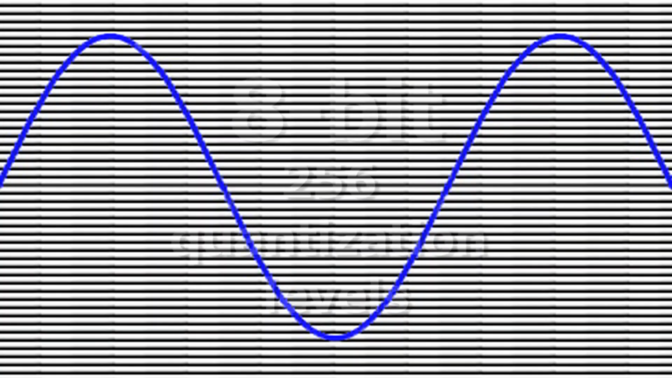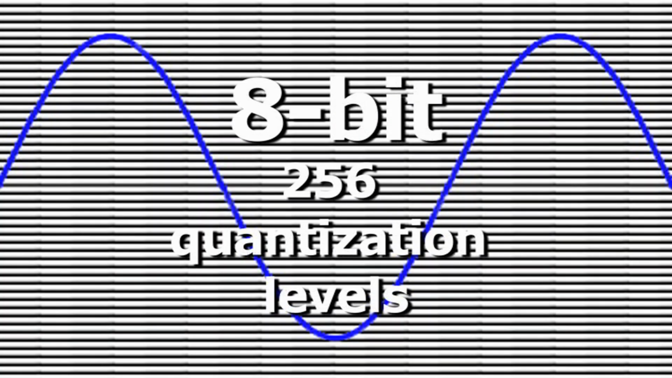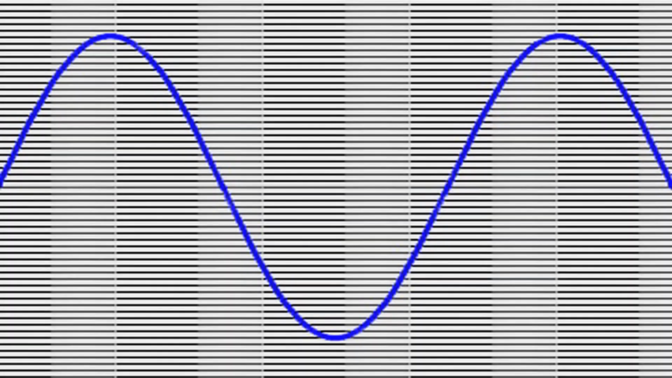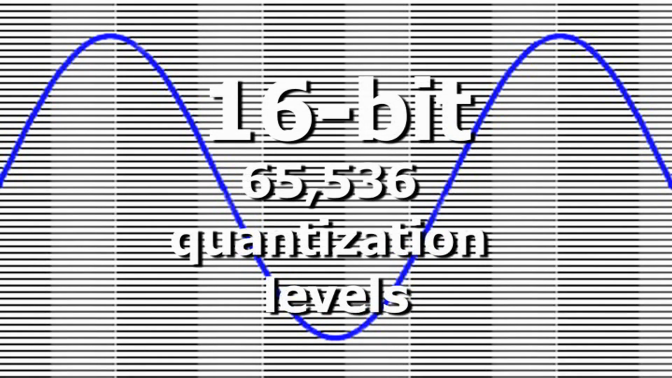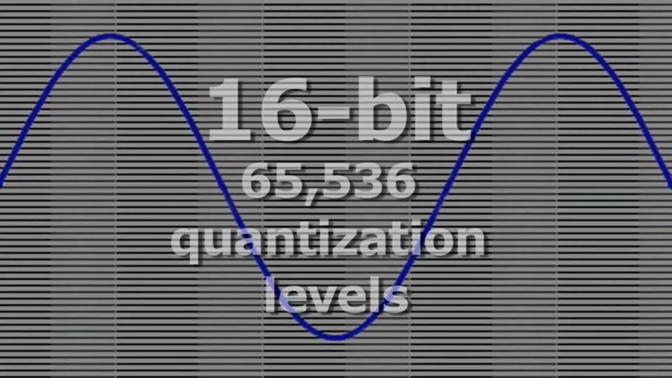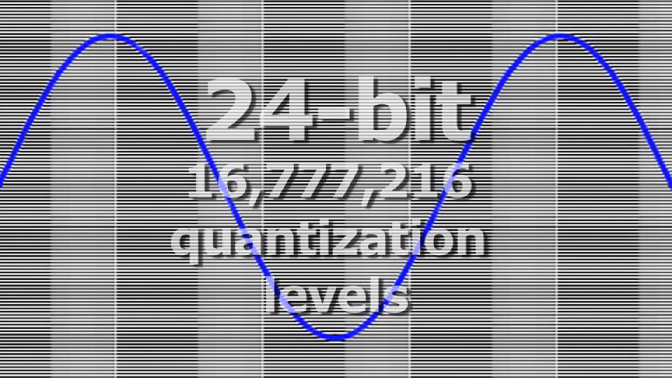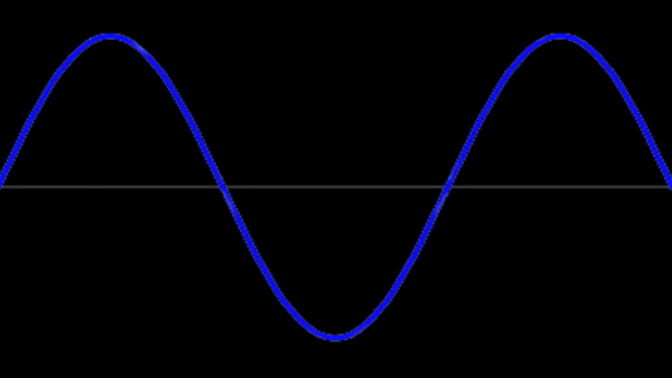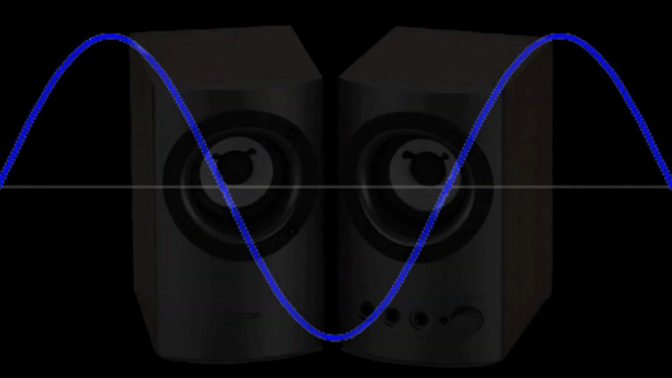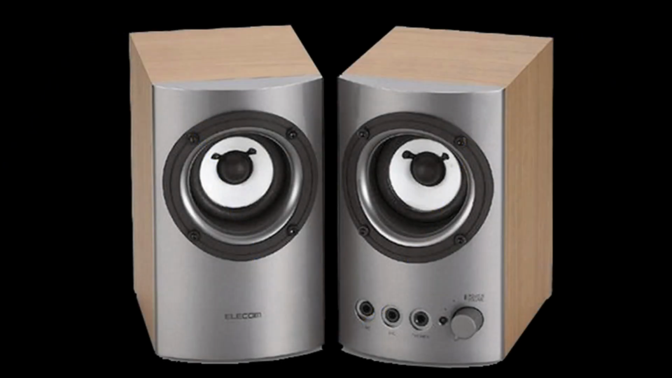For a bit depth of 8, the sound is divided into 256 vertical divisions. For a bit depth of 16, the sound is divided vertically into 65,536 chunks. However, for a bit depth of 24, there are 16,777,216 vertical divisions, which very closely approximates the actual analog waveform, and is why 24-bit files sound so good.